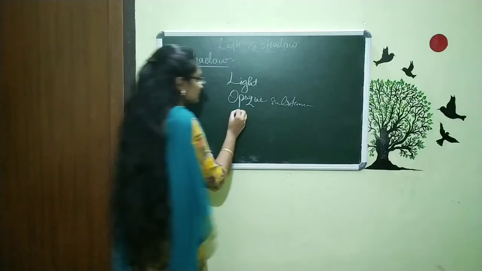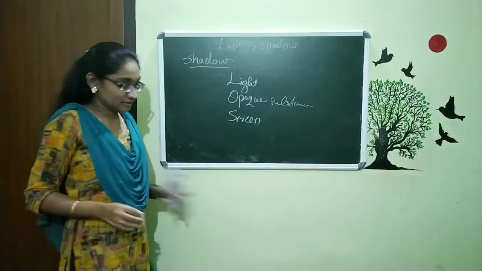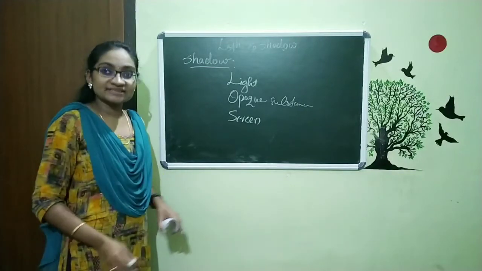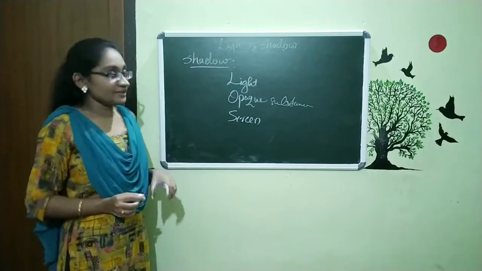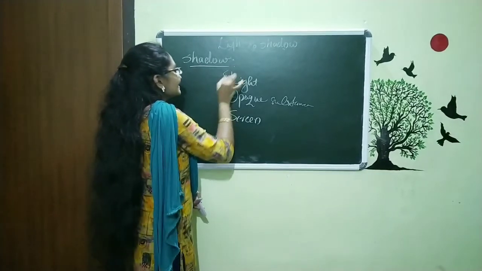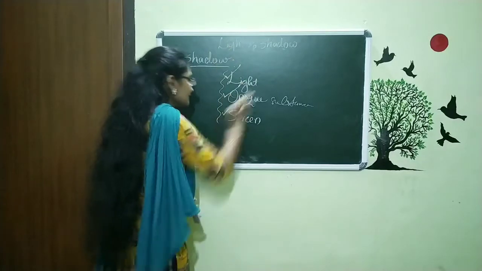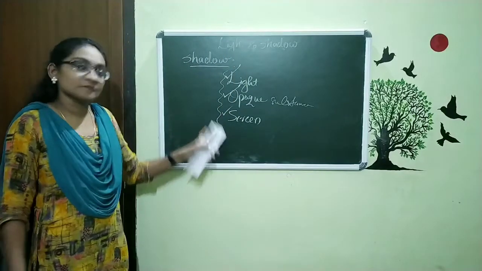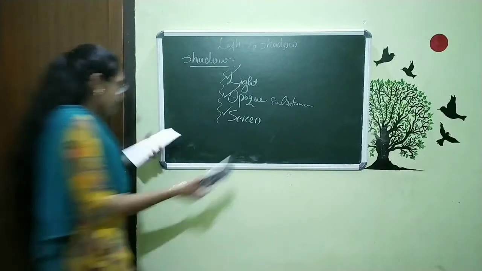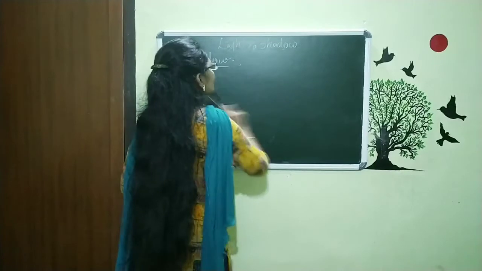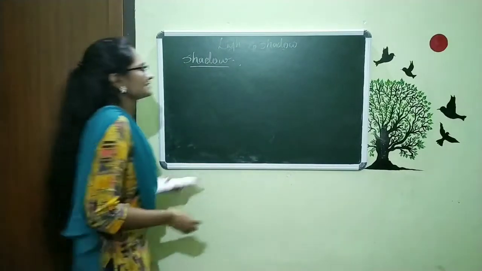It is not possible to focus it anywhere. So a screen is also important. Blackboard is a screen, wall is a screen, ground is a screen. So for seeing the shadow, the screen is also very important. The three important things for making shadow are: light must be there, an opaque substance must be there, and a screen must be there. When these things are present, we can see the shadow. This is all about this, and you just want to study two features of the shadow. Features means its behavior, its characteristics.